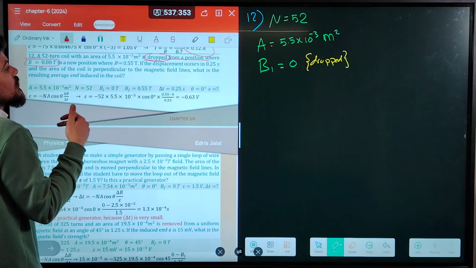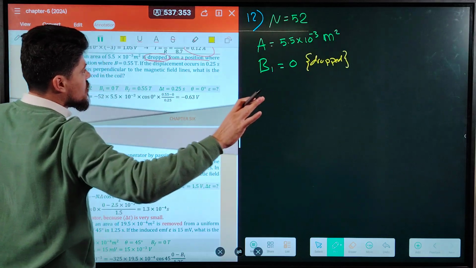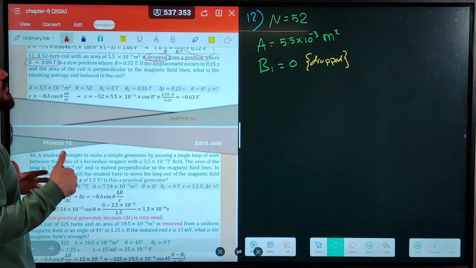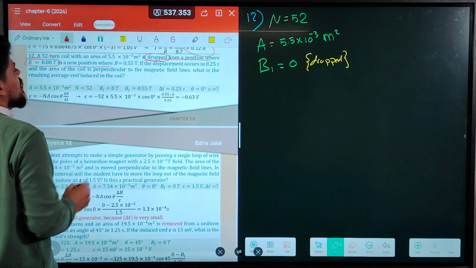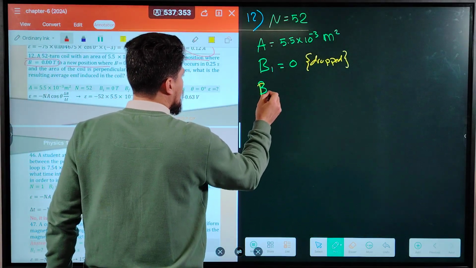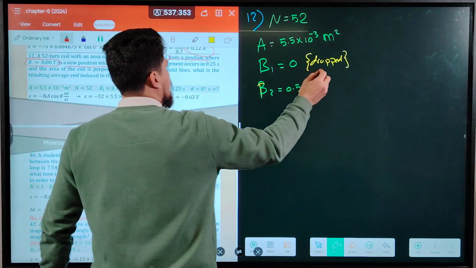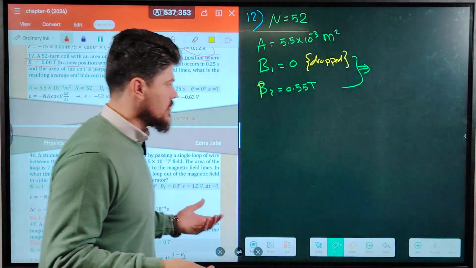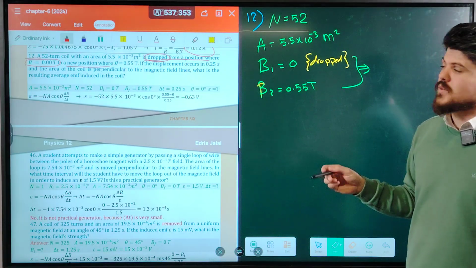But if the question says dropped from a position where the magnetic field is equal to something, in this case, B1 is not equal to 0. Be careful. Okay? When does B1 equal 0? If the question says the coil is dropped from a position without magnetic field, or magnetic field is 0, to a new position where B2 is 0.55 Tesla. Look, so this is area changed or magnetic field? Absolutely magnetic field changed. Decreased or increased? Of course, increased from 0 to 0.55.